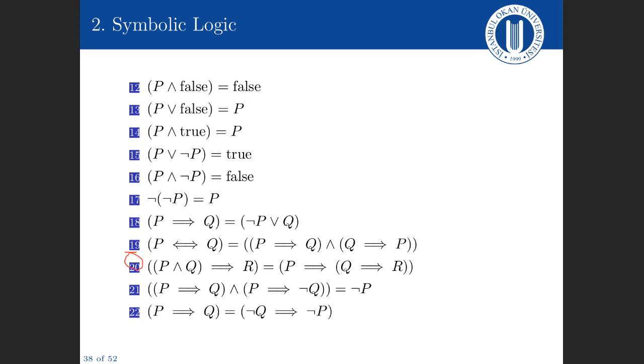Line 20. P and Q implies R. It's the same as P implies Q implies R. Perhaps not obvious. Line 21. P implies Q and P implies not Q. It's the same as not P. Line 22. P implies Q is the same as its contrapositive, not Q implies not P.